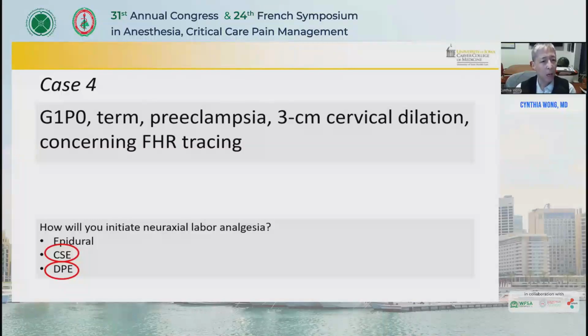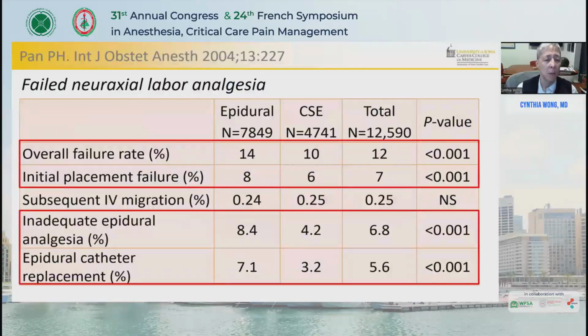Well, here I'm going to argue for either a CSE or a DPE. The reason is the evidence shows that there is a decreased risk of catheter failure if the epidural catheter is placed as part of one of these two techniques. Here's a large retrospective study showing that the overall failure rate of the epidural is 14% compared to 10% for the CSE. Inadequate epidural analgesia and catheter replacement were again higher with the epidural technique compared to the CSE technique.